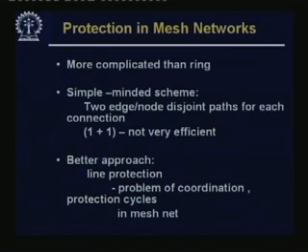Now, protection in a mesh network is of course more complicated than in a ring. A simple-minded scheme would be two edge or node disjoint paths for each connection, 1 plus 1. As is mentioned here, this is not very efficient. There may be many paths, and provisioning double the number of paths which are pairwise mutually node or edge disjoint may be very difficult. That may be a lot of extra provisioning in the network. A better approach would be line protection, which of course has a problem of coordination. I will show that later on, or protection cycles in mesh networks. Again, I will show this.